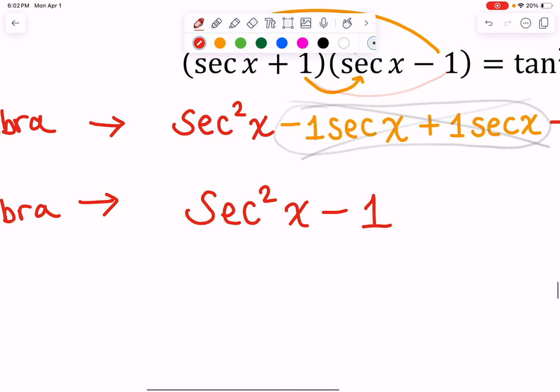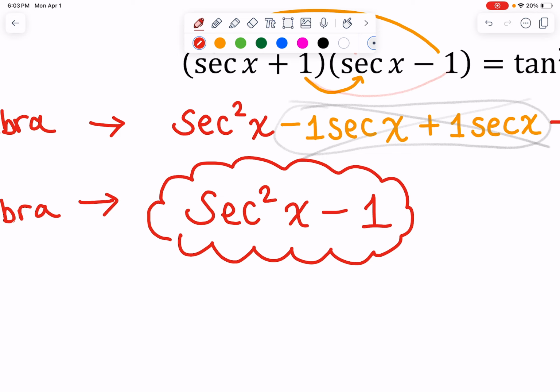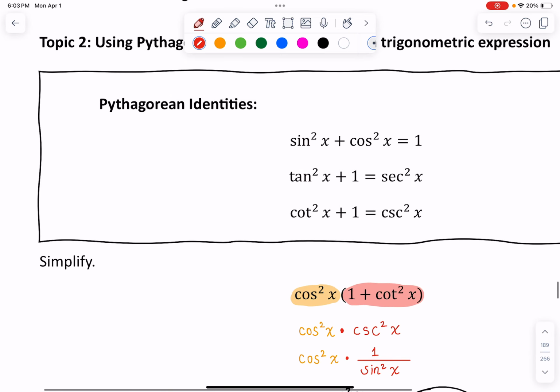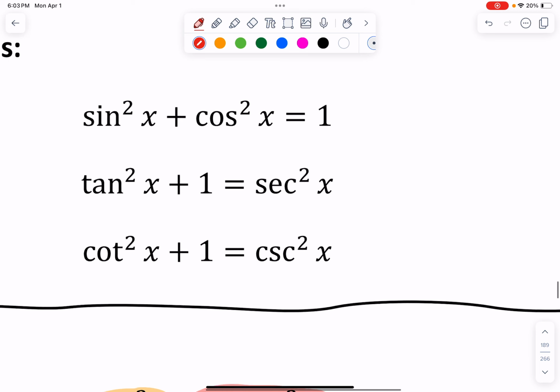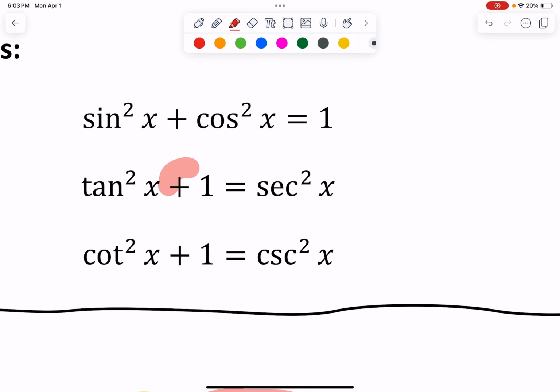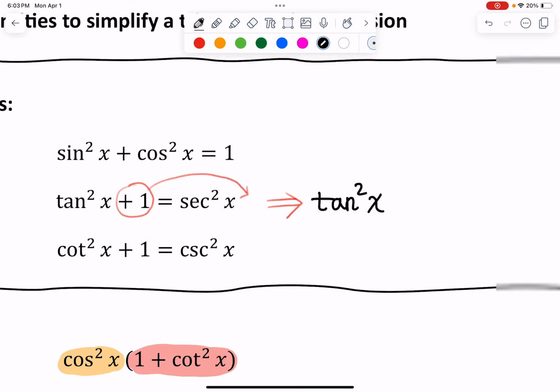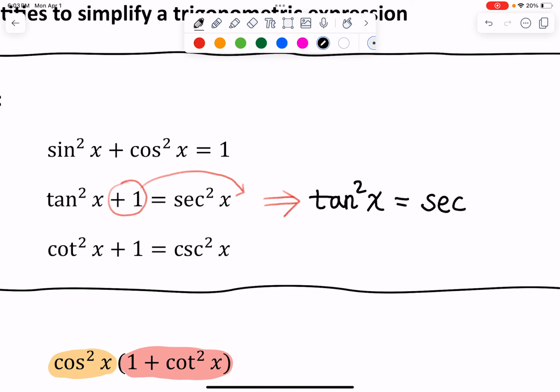Now look what we have here. We have secant squared x minus 1. Remember this. I'm going to go back up to the table that has all of our Pythagorean identities. Now, I'm going to do something to the middle line right here. What will happen if I move this, adding 1 to the other side? We'll be able to rewrite this middle equation into this. We're going to get tangent squared x is equal to secant squared x minus 1, right?